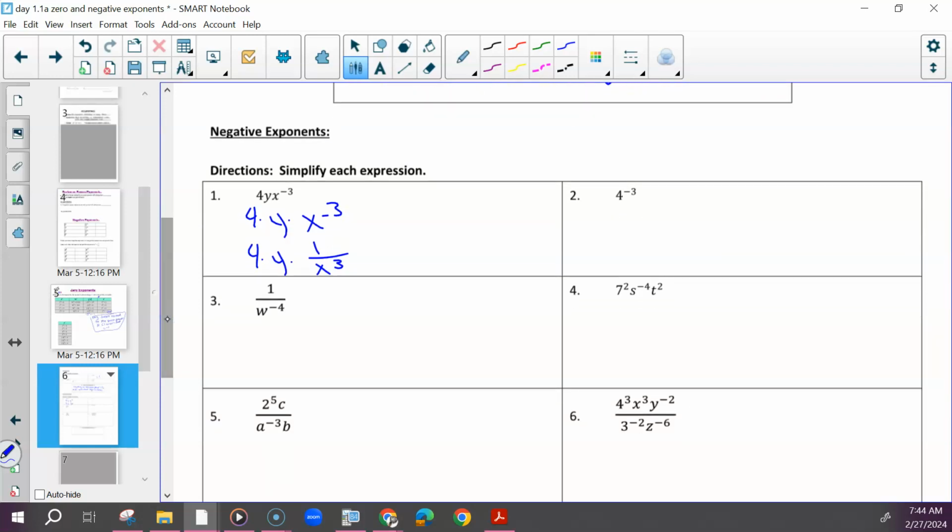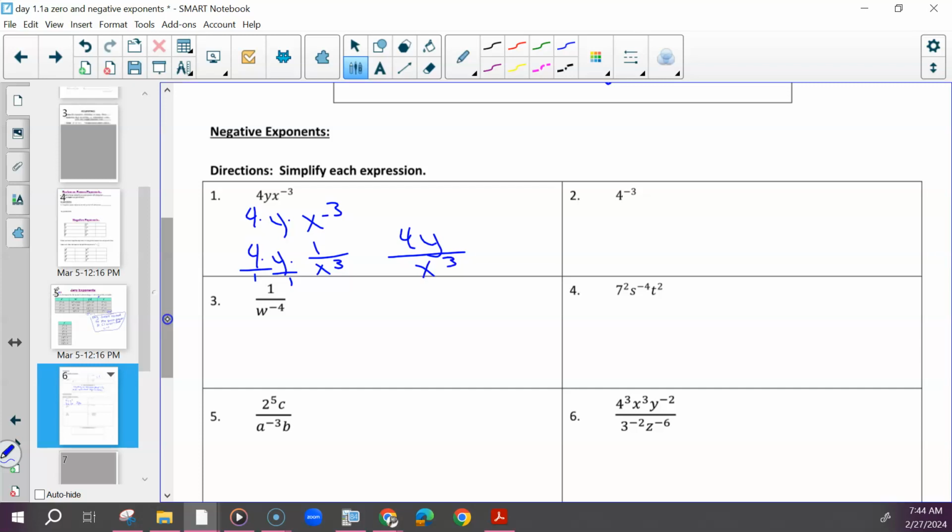And then we want to write our final answer as a condensed fraction. So you could just combine them all back, or if you want to actually see where each piece would go, you could make these fractions, put 1 underneath, multiply across in your numerator, multiply across in your denominator, so you have 4y over x to the third. And that would be your simplified answer.